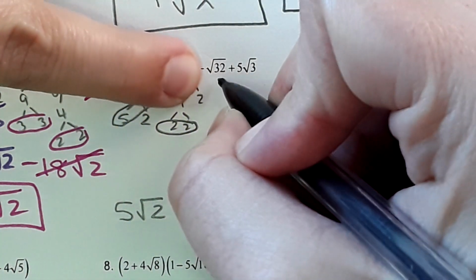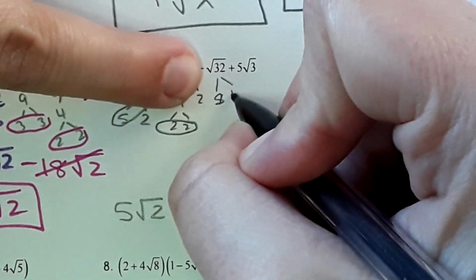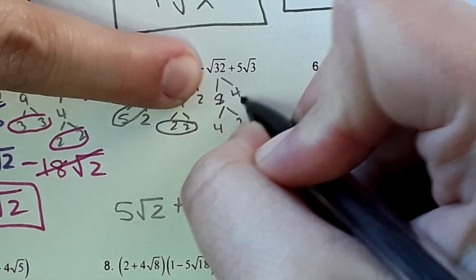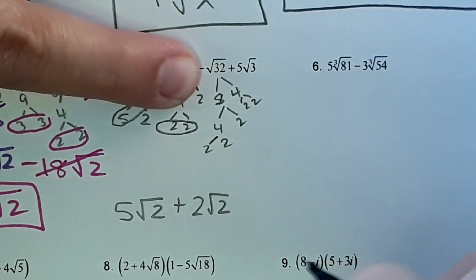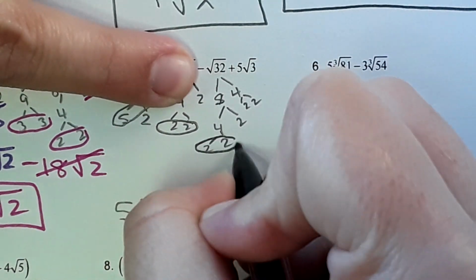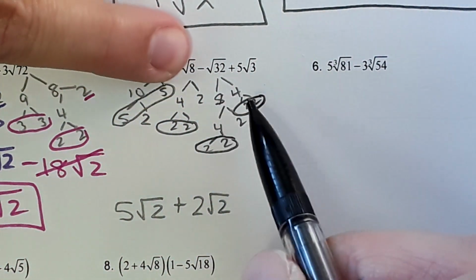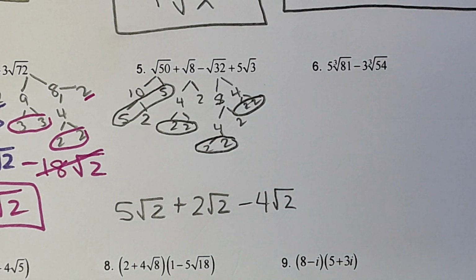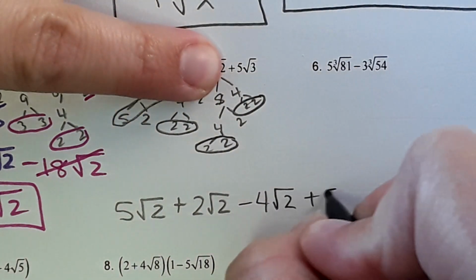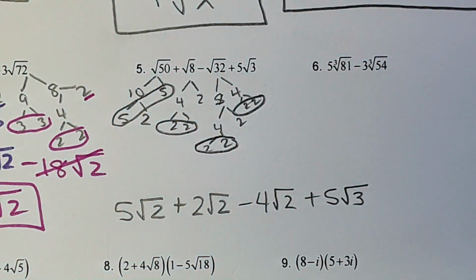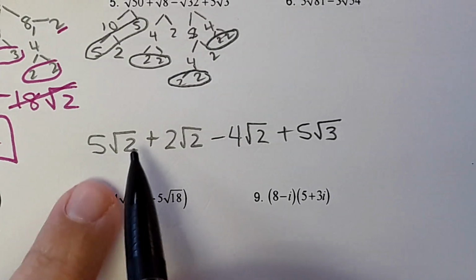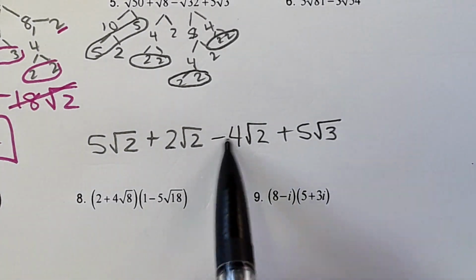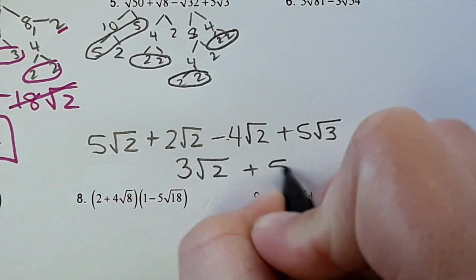Then for square root of 32, pair of twos, pair of twos. So 2 times 2 is 4, so minus 4 square root of 2. And then the last term, 5 square root of 3, can't be simplified at all. And then the last step is to combine all these square root of 2's. So 7 minus 4, so we get 3 square root of 2 plus 5 square root of 3.